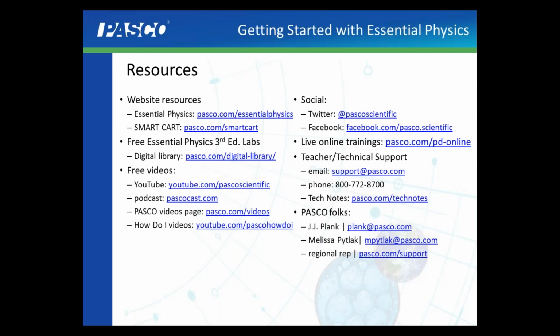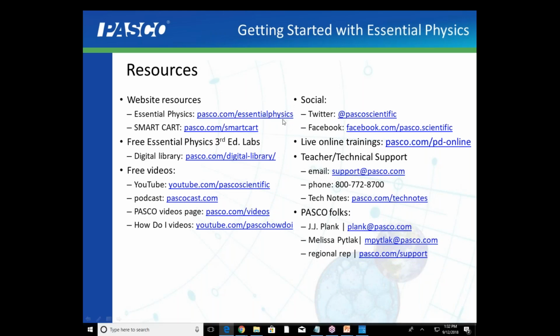That question about pricing, that's something that you'd want to discuss with your local area rep. I do know that our sales model is by student. So there's a price per book per student, and then the printed book and the electronic book, the ebook, are different prices. But definitely you can go to pasco.com/support to find your local rep, or you can go to pasco.com/essentialphysics, and here I'll show you.